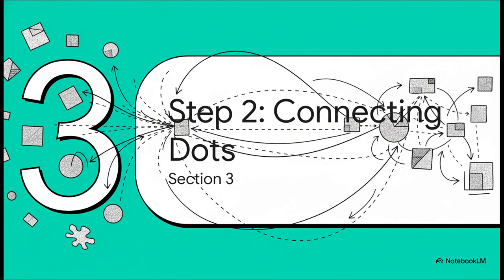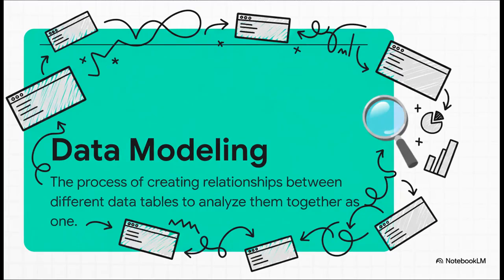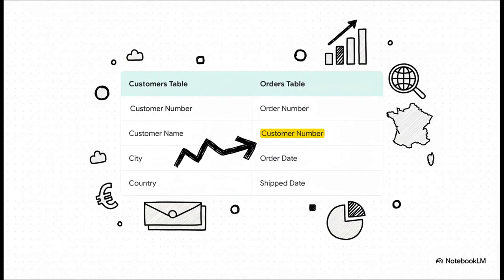All right, so our data's clean. That's a huge step. But now we've got a new challenge. We have all these clean, separate tables. We need to get them to talk to each other. We need to connect the dots. This is where the individual puzzle pieces start forming a complete picture. And this really critical step has a name. It's called data modeling. Don't let the term scare you. It's just the process of building relationships between your different data tables so you can analyze them all together as one big happy family.